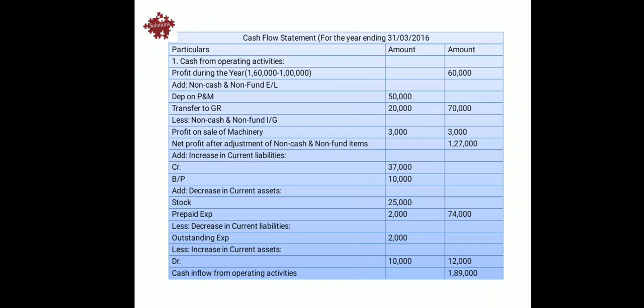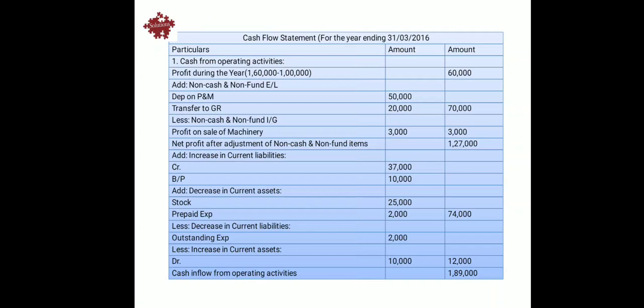Then we need to deduct non-cash or non-fund income or gain. That also we have checked. We have sold a piece of machinery at a profit of 3,000, so that is your non-fund or non-operating income or gain. Nothing else was there, so keeping the same amount in your outer column. So 60,000 profit, in that we add 70,000 as non-cash expenses, and deduct 3,000 as non-cash or non-fund income or gain. Finally we get 1,27,000 and we mention it as net profit after adjustment of non-cash and non-fund items.